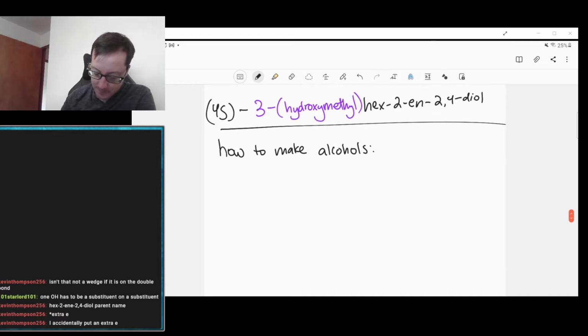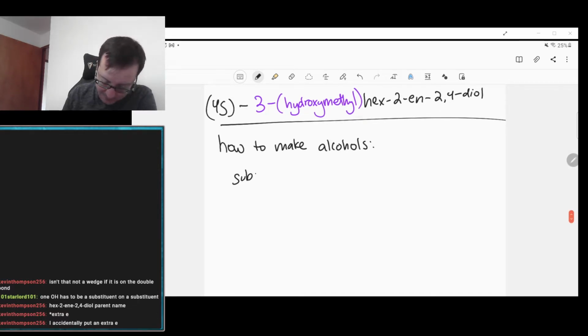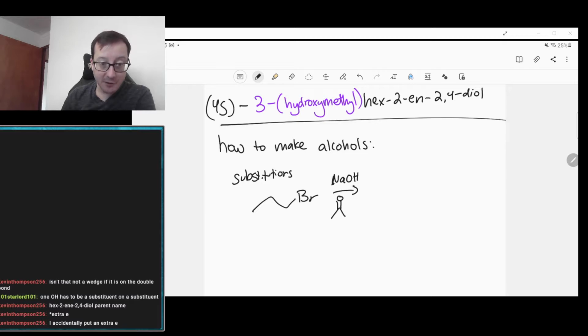So making alcohols, we've learned a couple ways. We can do substitutions. If we do an SN2 type of reaction, we can get an alcohol out. If we do an SN1, probably unlikely on this, but maybe do it on the secondary one.